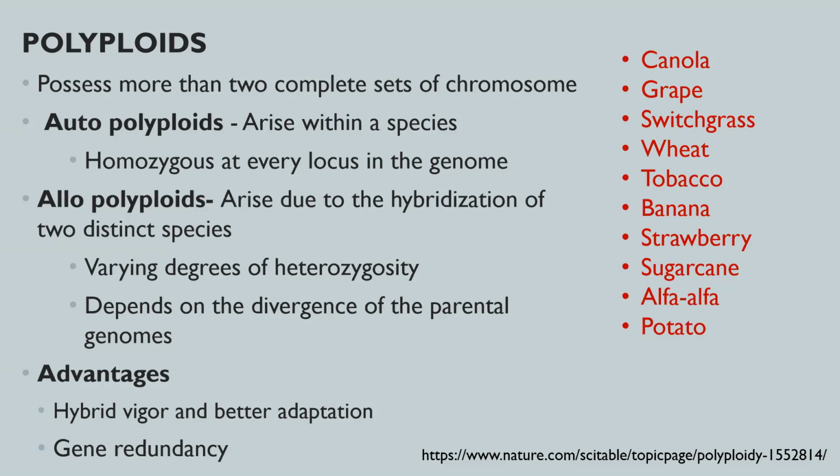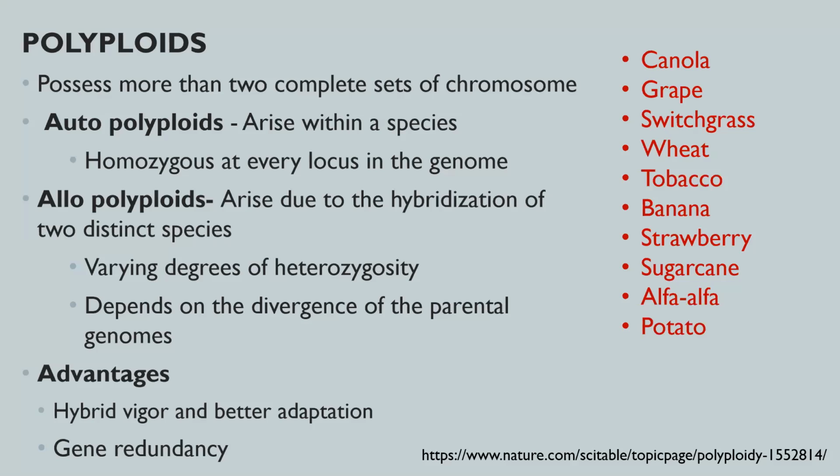So in these polyploids, we have autopolyploids and allopolyploids. Autopolyploids generally arise within a species and they are homozygous at every locus in the genome, meaning a particular locus is all the same, AAAA for autopolyploids. Whereas allopolyploids arise due to hybridization of 2 distinct species and they have varying degrees of heterozygosity. For example, an allotetraploid could be AABB. So it all depends upon the heterozygosity, depends upon the divergence of the parental genomes.